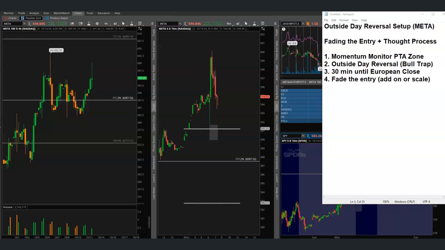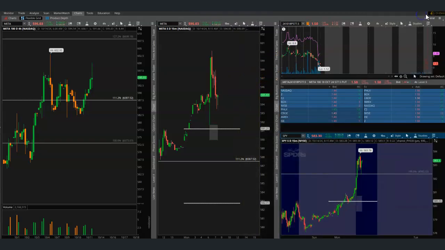So first and foremost, this is called an outside day reversal. Again, I'll explain this in just a moment. We use this from the momentum monitor, which I'll bring up in a second. And then we used the keynote here that it's 30 minutes until the European close. I'll explain to you why that matters. And I'll explain what this means, fading the entry, and the thought process of the position size that we put on.